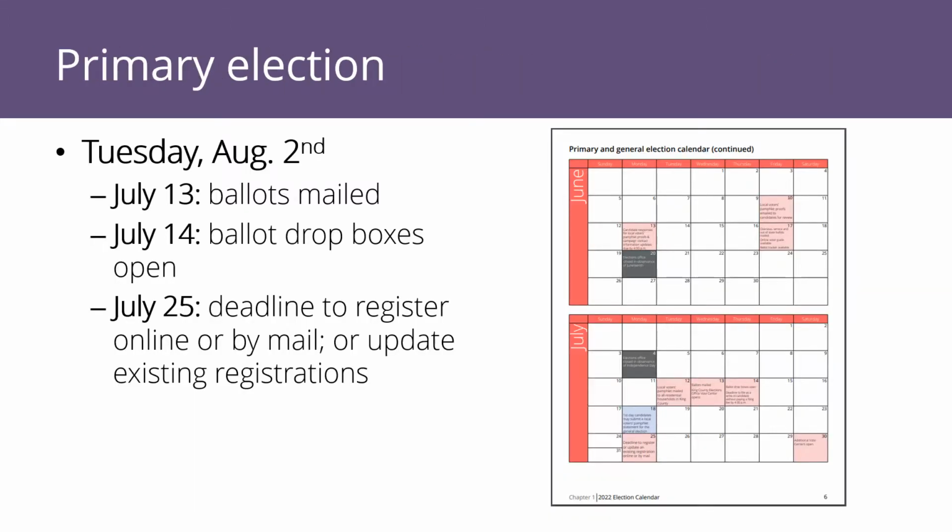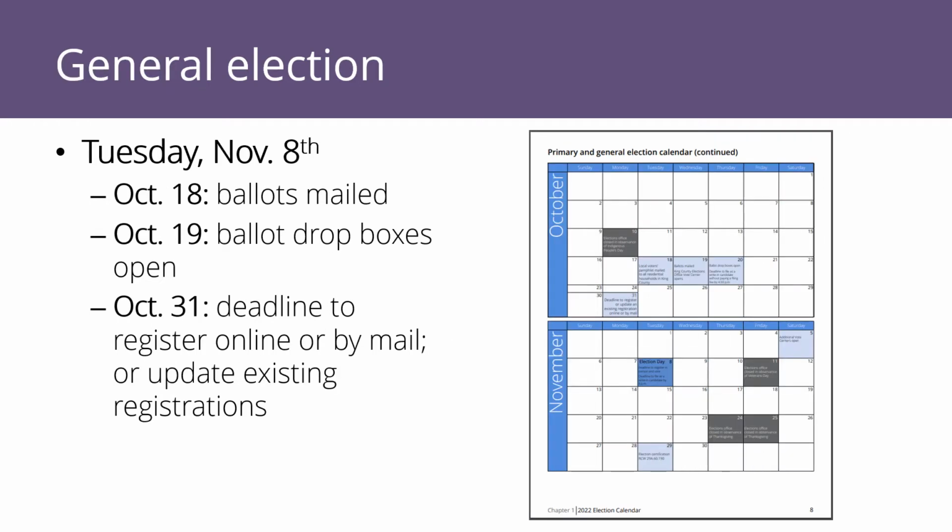The first chapter of the manual covers the election calendar for the year, including the dates of the elections and important deadlines. The elections are color-coded with primary election dates in red. The primary election is August 2nd with key voter registration deadlines happening in July. General election dates are in blue. The general election is November 8th with key voter registration deadlines happening in October.